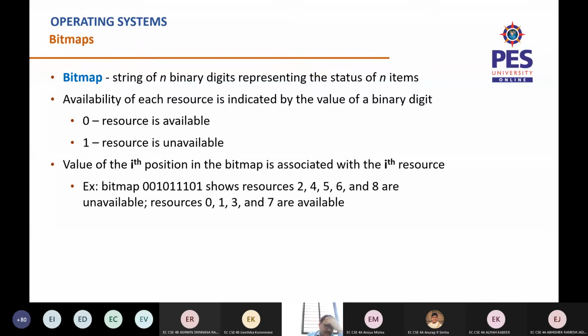For example, let us say I have 4 printers available with my system, and I want to indicate their status. So what I can do is dedicate one single bit representing the status of every printer. Since I have 4 printers, I just require 4 bits.